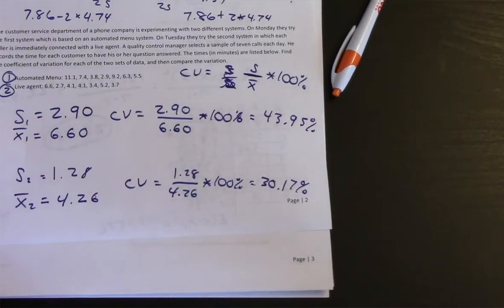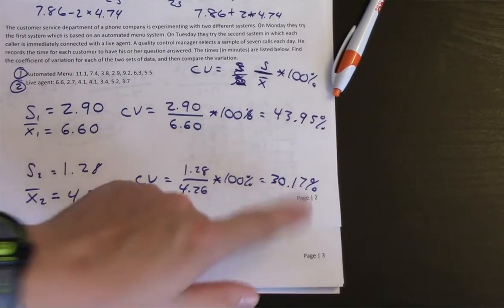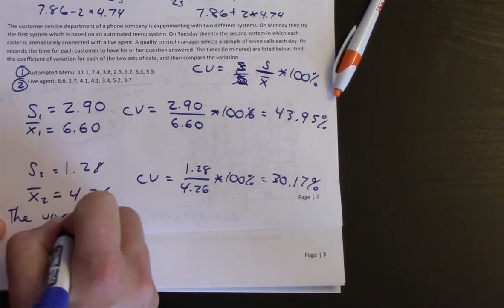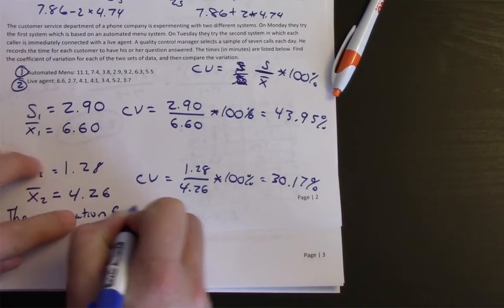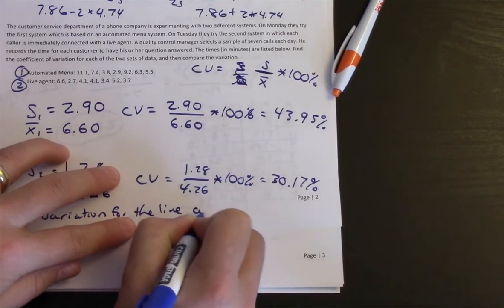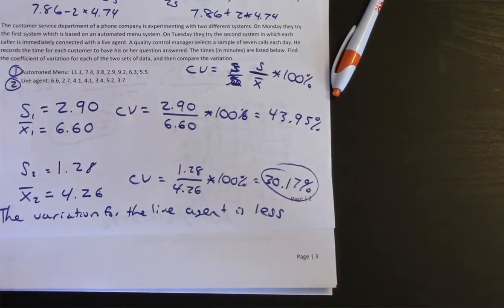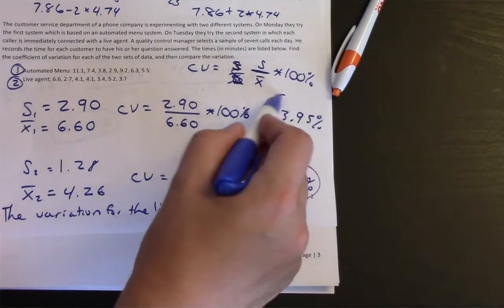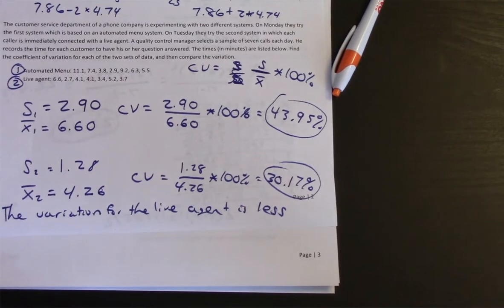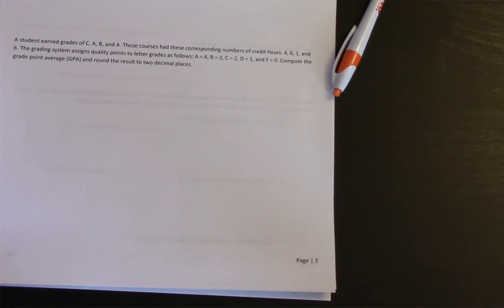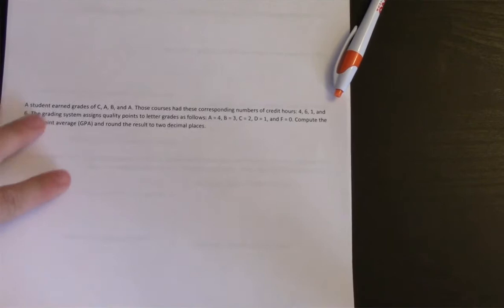Okay. So relative to the mean, which one has more variation? Right? The variation for the live agent is less. So if we were to compare these guys, we would say the variation for the live agent is less, right? 30.17 compared to 43.95. All right, so that's calculating means and standard deviations and coefficient of variations.